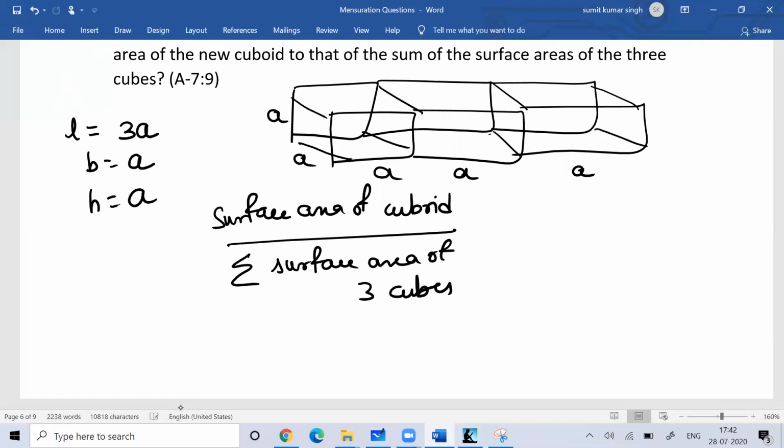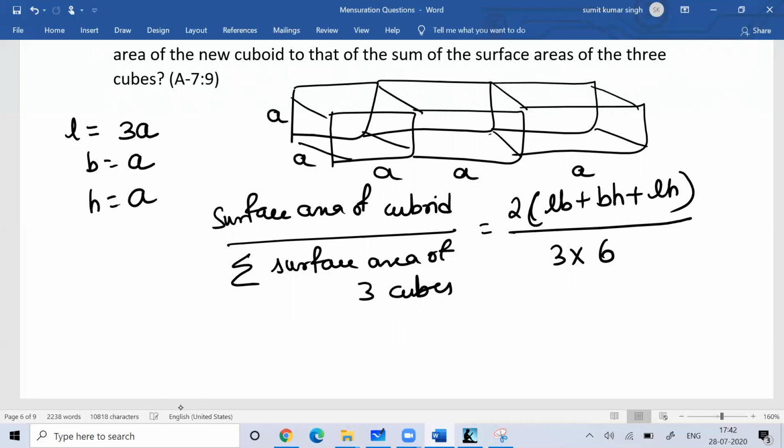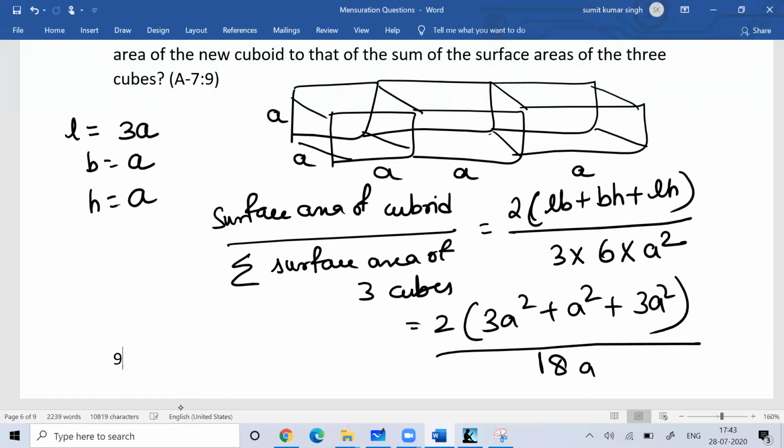So what is the surface area of a cuboid? 2 into length into breadth plus breadth into height plus length into height, divided by 3 cubes, 3 into 6A square. So 2 into L into B means 3A square, plus B into H means A square, plus 3A square, divided by 18A square. So 3 plus 3 is 6, plus 1 is 7, 7 twos are 14, 14 by 18. So this 14 by 18 means this is 7 by 9. A square gets cancelled.